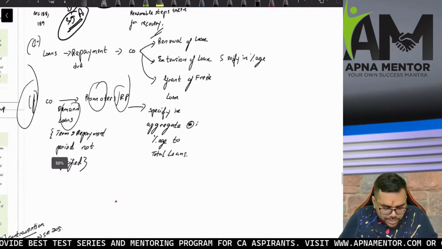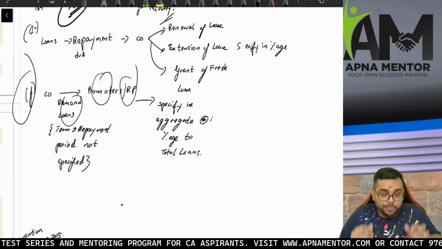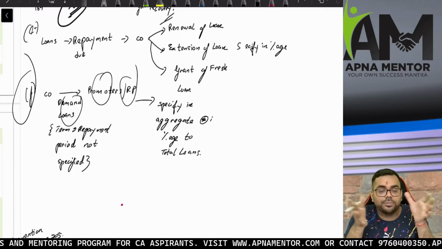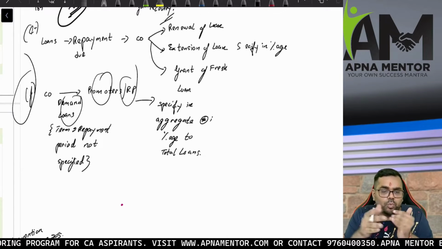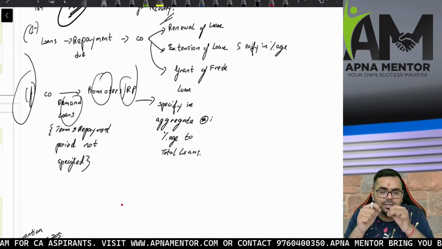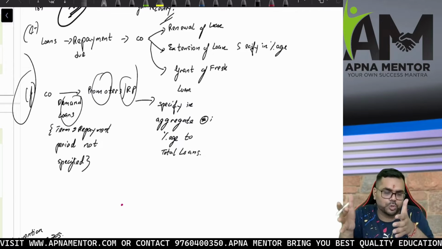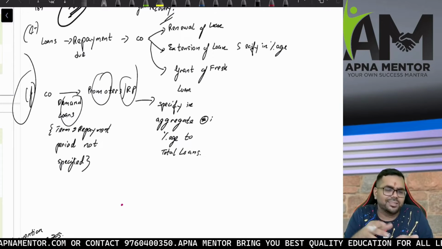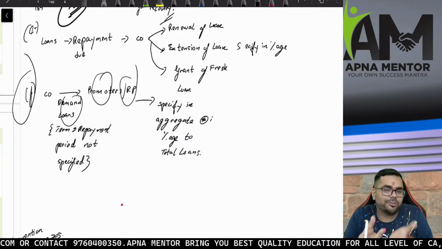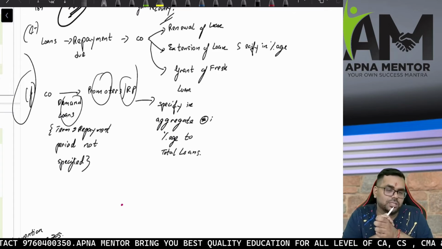The next aspect of this clause is, suppose the company has given any kind of demand loans to promoters or related parties. What are demand loans? Where the term and repayment period is not specified at all. So the company has given some kind of demand loans to promoters or related parties. So maybe some kind of related party transaction is involved. Maybe some kind of favor is given to promoters or related parties.